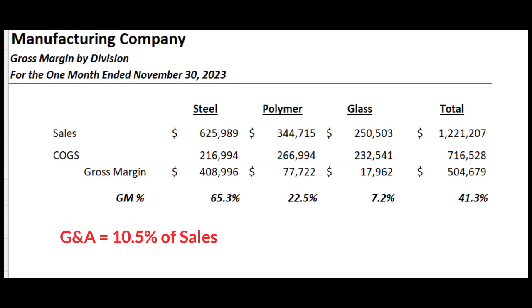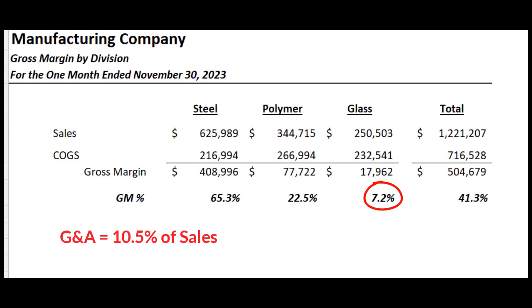As you can see in this sample, steel represents 625,000 of sales, 216 of cost of goods sold, a gross margin of 408,000, but the gross margin percent of steel is 65.3. On polymer, again, we can see our sales, our cost of goods sold, our margin, but our gross margin percent is 22.5. Both of those are above our 10.5% on our G&A. Now we get to the glass division. As we can see here, the glass division's gross margin percent of 7.2 is lower than the 10.5 for the G&A expenses.